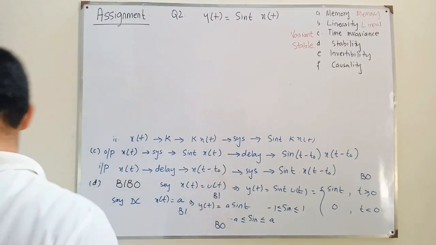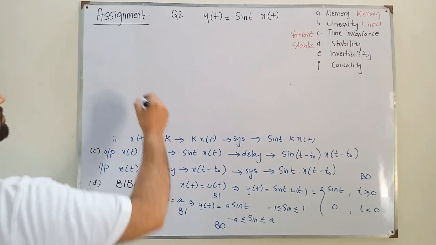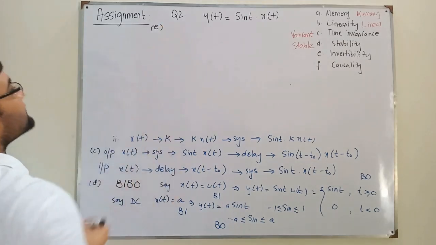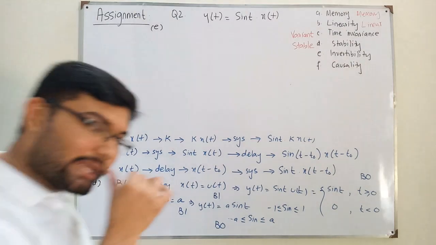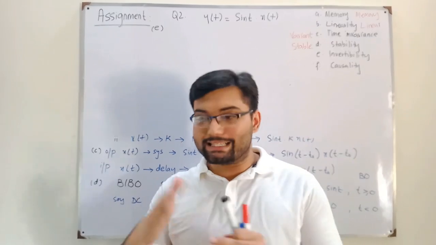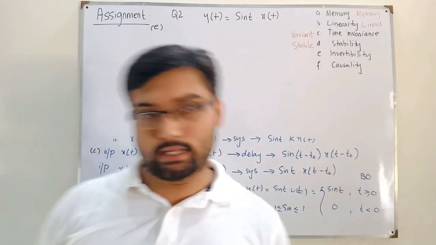Okay, so part number E is on what? It is on invertibility. So I should write it over here. Invertibility. Now for an invertible system, what do you have? You have a one-to-one mapping, which means for a discrete input, you have a discrete value of output. Fine. So we check this.